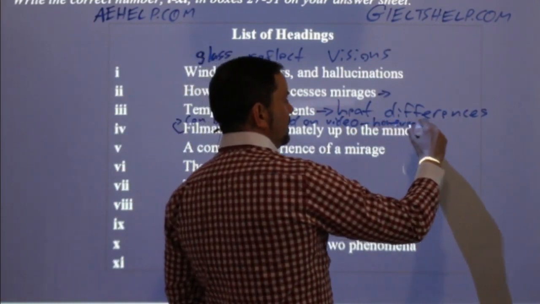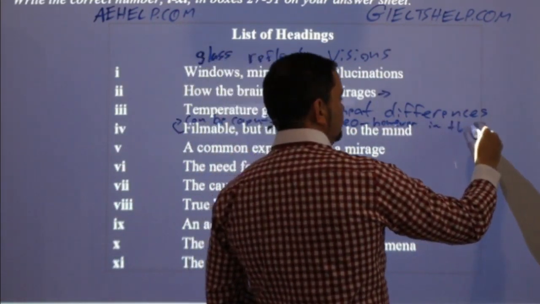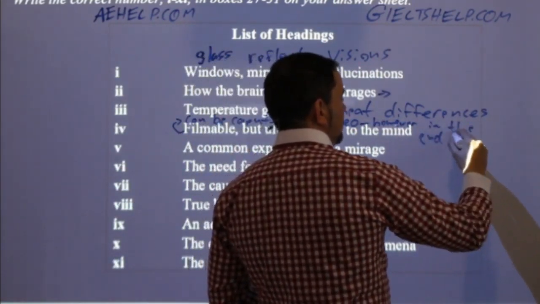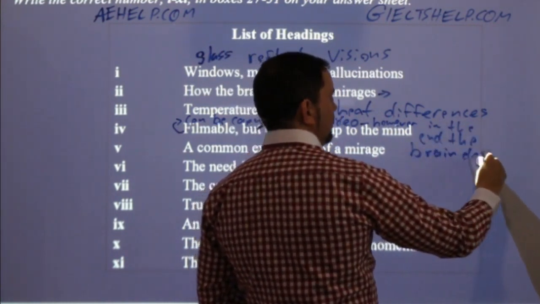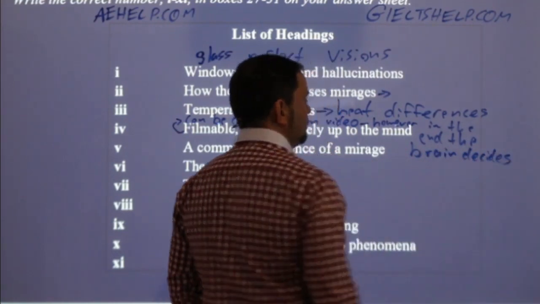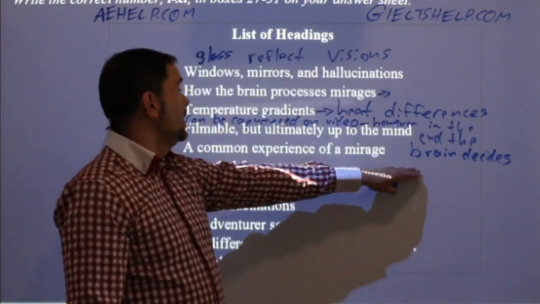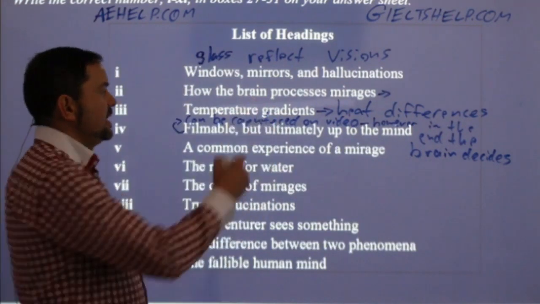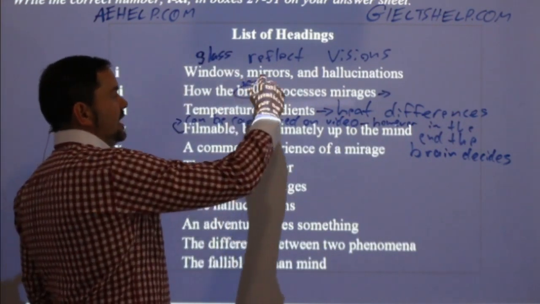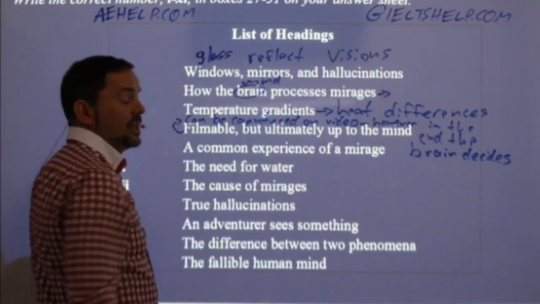However, in the end, the brain decides. Okay, so mind is brain. Now, this helps me paraphrase here, right? Because I just realized, wait a second, another way to say brain is mind, okay, or thinking.